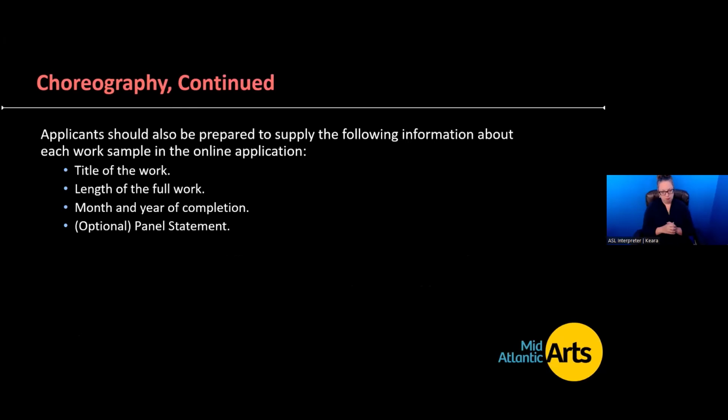Applicants should also be prepared to supply the following information about each work sample in the online application: the title of the work, the length of the work, the month and year that the work was completed, and an optional panel statement for applicants who wish to include interpretation of the work or information about their creative process. You do have the option to submit a panel statement.